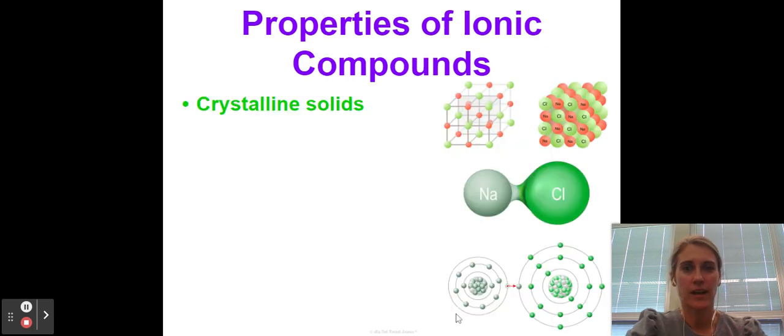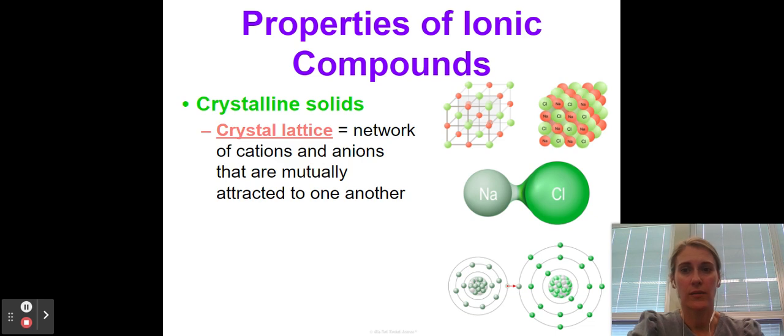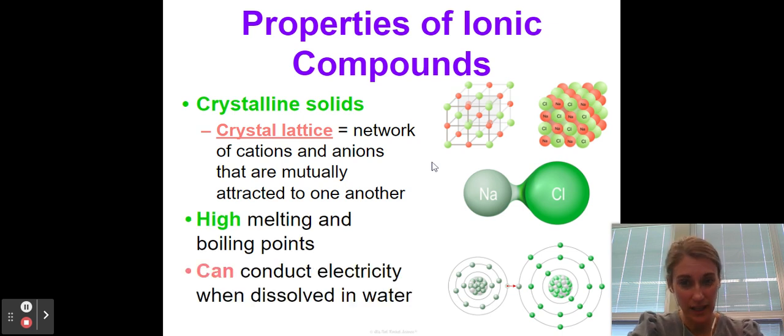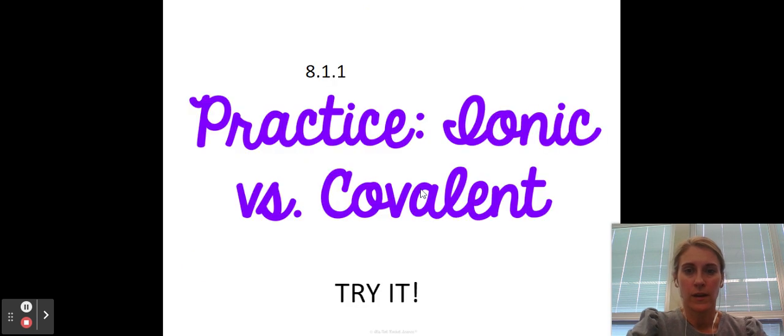Some properties of ionic compounds: they are crystalline solids. Remember, a crystal lattice is a network of cations and anions that are mutually attracted to one another. So very organized, very condensed, nice, tight structure. They have very high melting and boiling points, and they can conduct electricity when dissolved in water. So if you think of electrolytes, those are salts that are dissolved in water. And now there's some practice, so try that.